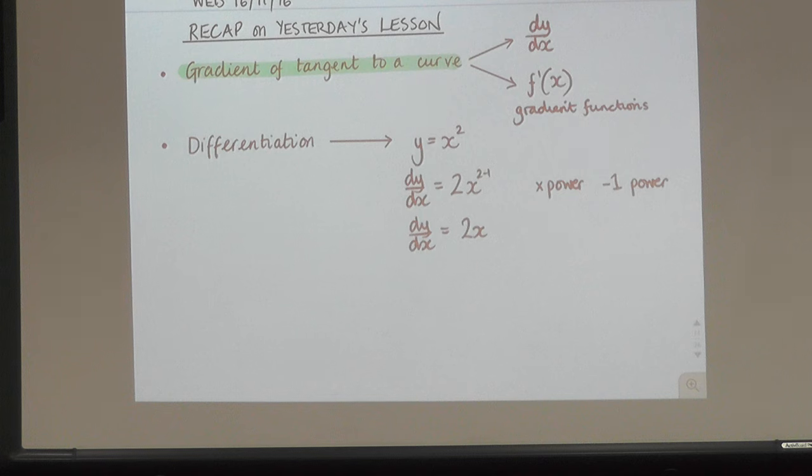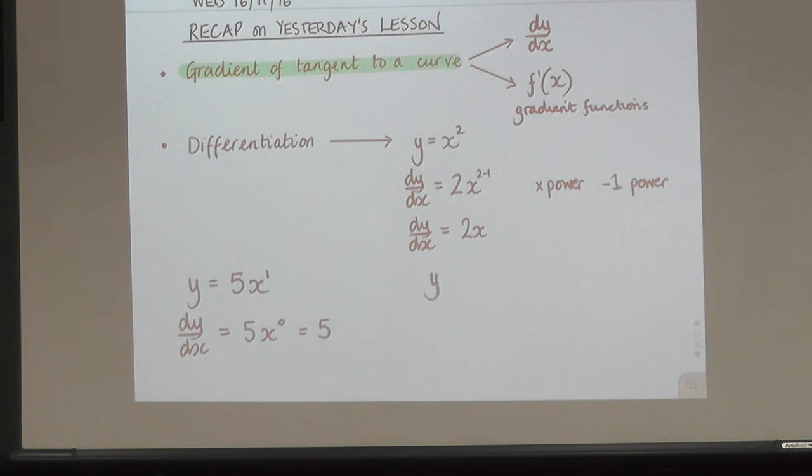Now, we looked at really simple functions. For example, if I gave you y equals 5x, then dy by dx, Caitlin, what would that be? 5. Yeah. The other way to think about it, it's a straight line, isn't it? And the gradient of a straight line is always constant, so in this case it would be 5. The other way to think about it is that it's got a power of 1. So if we multiply by the power and then take 1 away from the power, that's what you would get, which is simply equal to 5.